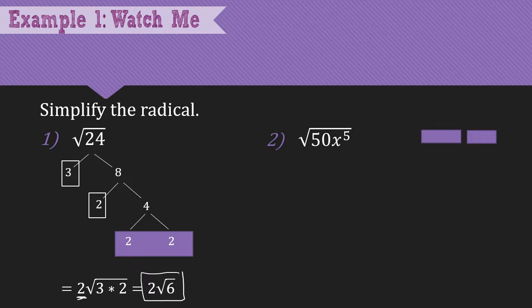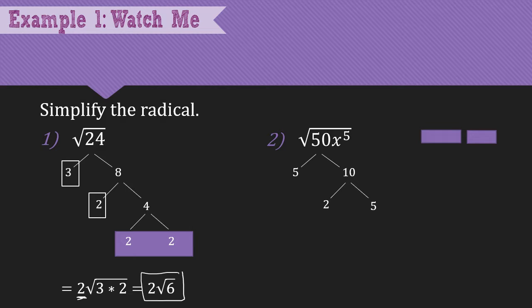Now in the second example, I have the square root of 50 times x to the 5th. So there's a numeric part, the coefficient, and then I have a variable part. I'm going to go ahead and tackle that number part first, the coefficient. So we want to find factors of 50. I chose 5 and 10. You might have chosen 2 and 25. That's totally acceptable and fine. 5 can't be broken down. It's a prime number, but 10 can be broken down into 2 and 5.